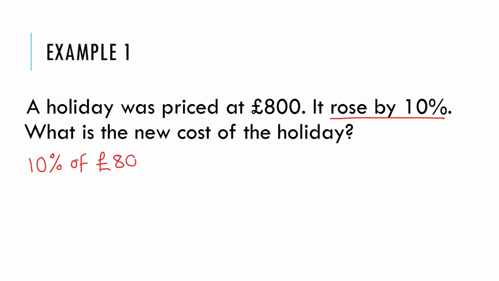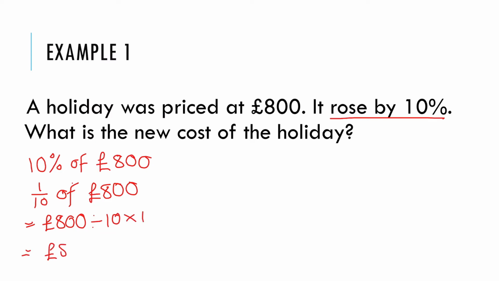Now this one can be done non-calculator. If we think back to our table of percentages and fractions, 10% is 1 over 10. So in order to find a tenth of 800, we divide 800 by 10 and times by 1, which gives me 80. Now because it is a percentage rise, we want to add this onto the original holiday price. So it was £800, it rose by £80, so altogether the new cost of the holiday is £880. Okay, again, really important that we show all of our working.